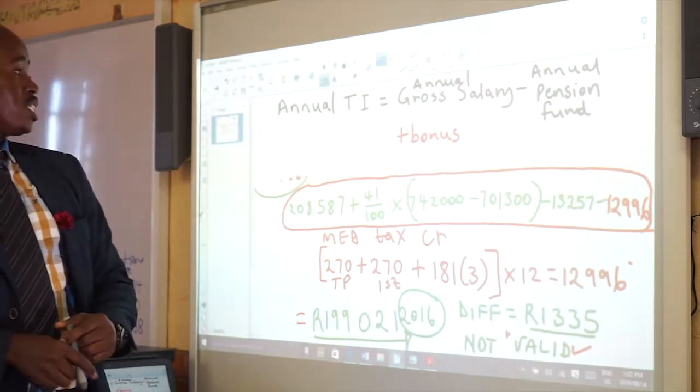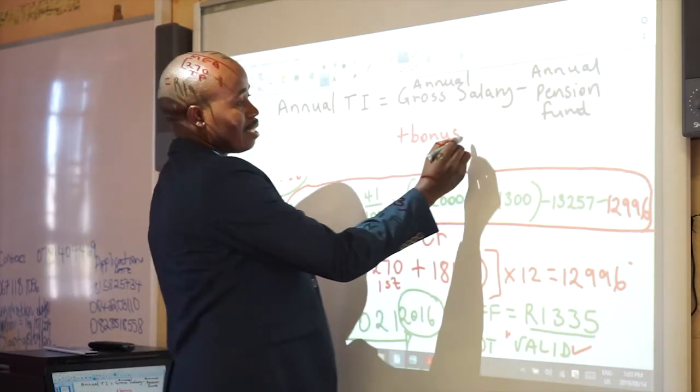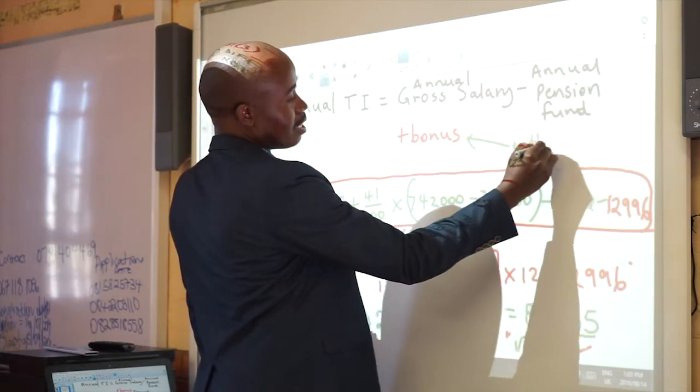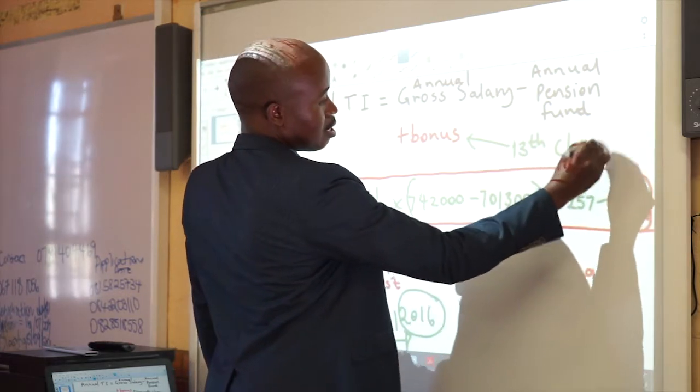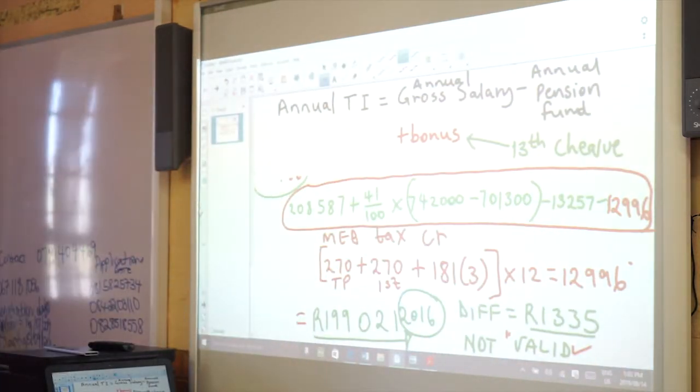But if there is a question with a bonus, sometimes the examiner will call the bonus a 13th cheque. This is a bonus. So if a learner sees 13th cheque, they must know there's a bonus, and they must add it in the calculation. Thank you, sir, for the question.